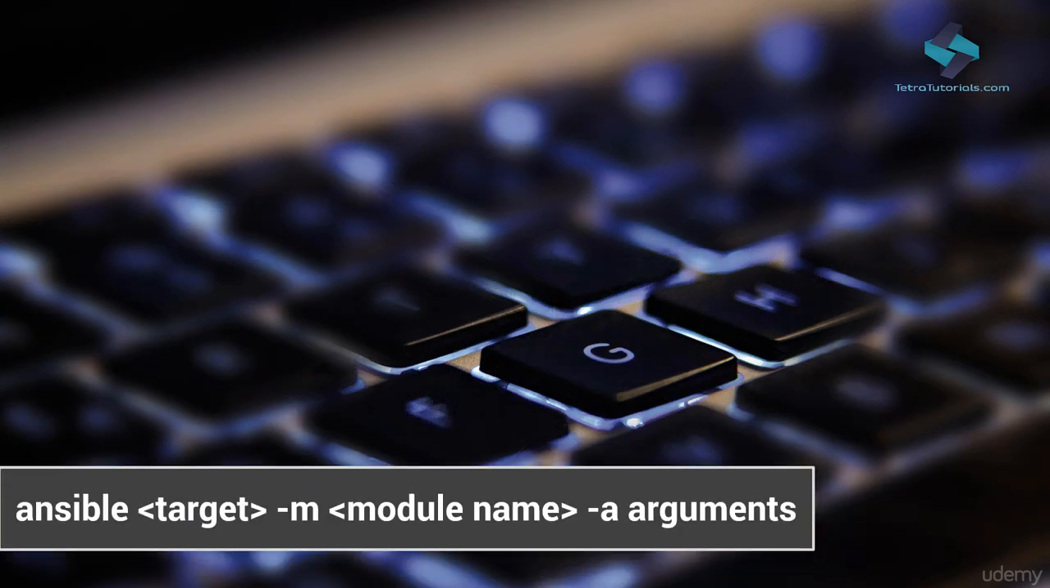Let's study the format of ad hoc commands. Generally, an Ansible ad hoc command follows the following format: Ansible, target, -m, module name, arguments. Here, the target is the target host or group of hosts we want to manage using Ansible. The module is the name of the module we want to execute, and arguments are specific arguments we need to pass to these module commands.